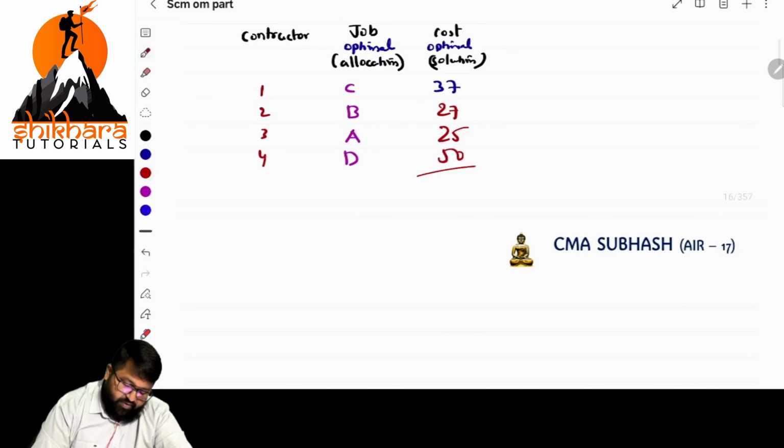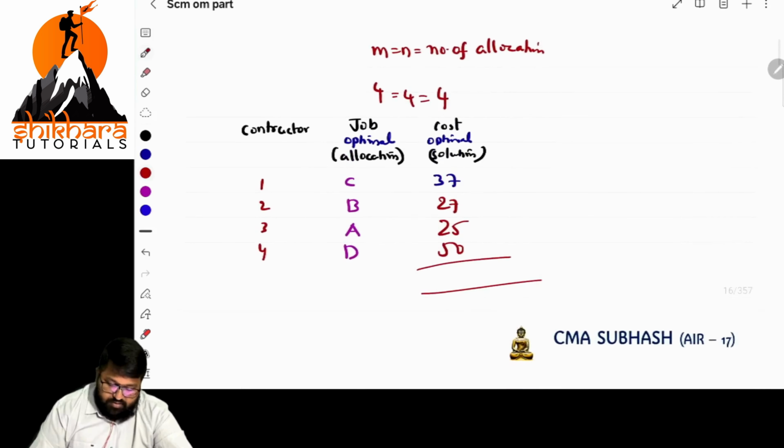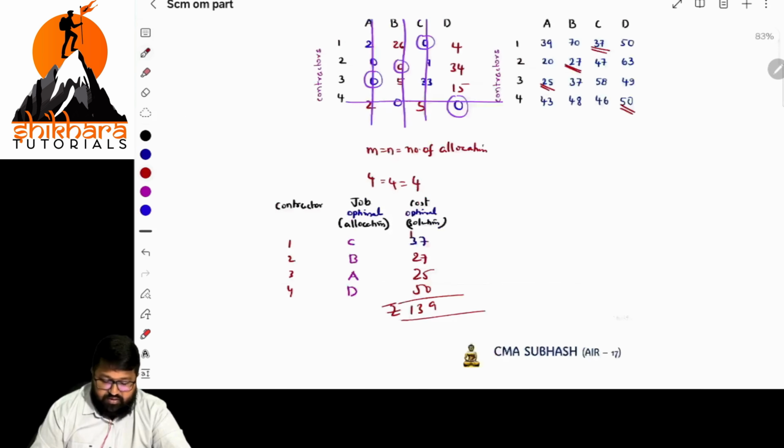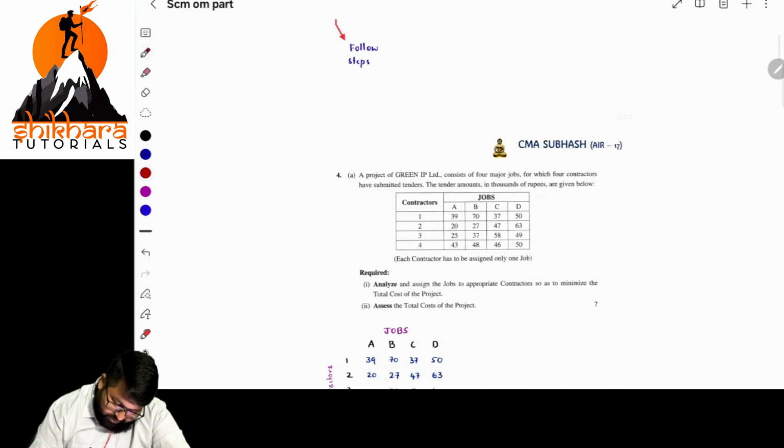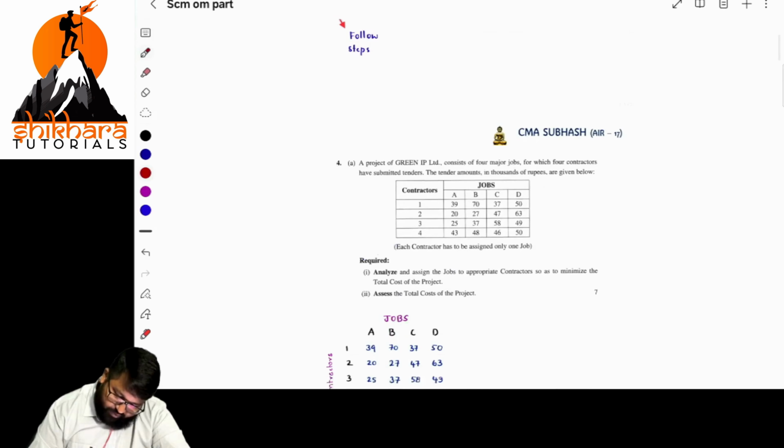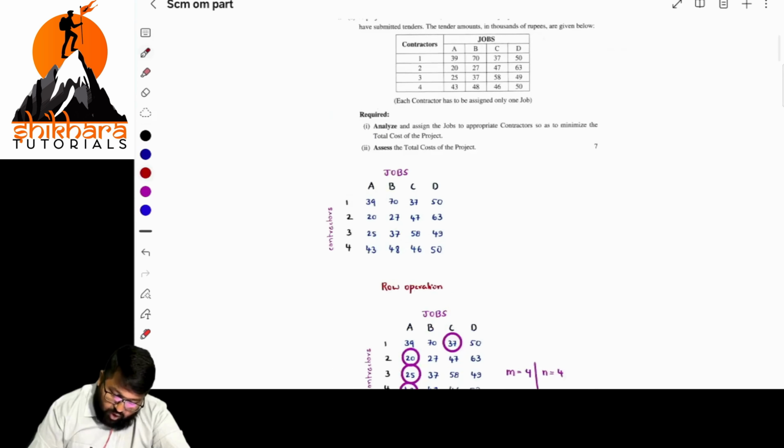What is the total? 37 plus 27 is 64, plus 25 is 89, plus 50 gives 139. As it is a cost given in the question, 139, were any measurement units mentioned? Nothing. So what is the total cost?